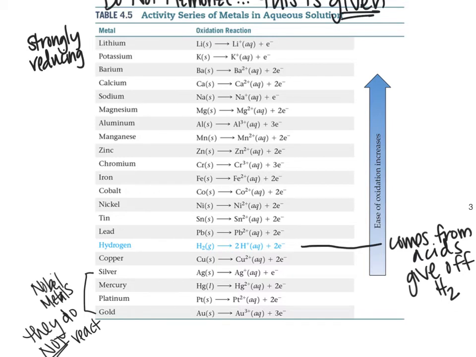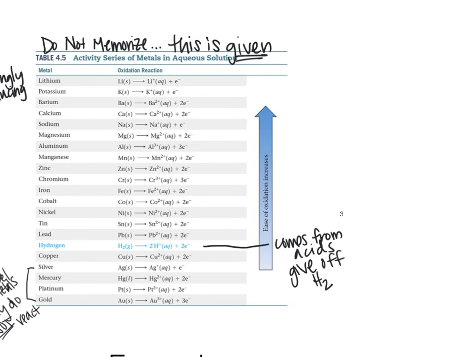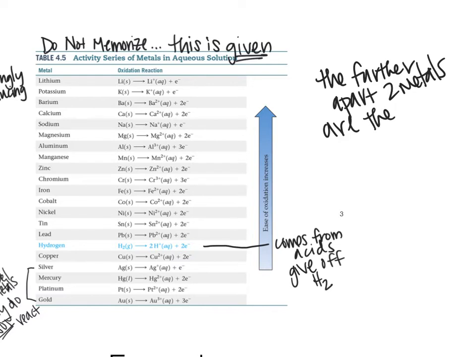So we know that the things at the bottom of the table do not interact, and the things at the top are quite vigorous when they react. It's interesting to note that the further apart two metals are, the more vigorous, or we could say dramatic, the reaction is.